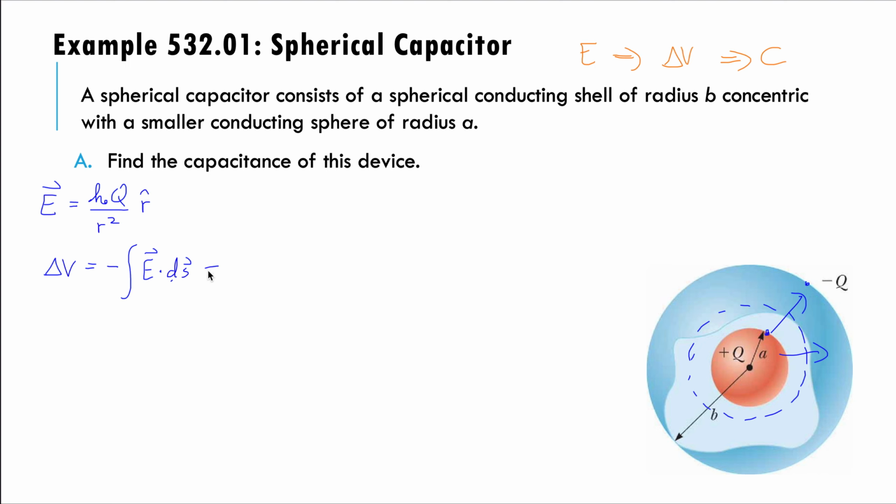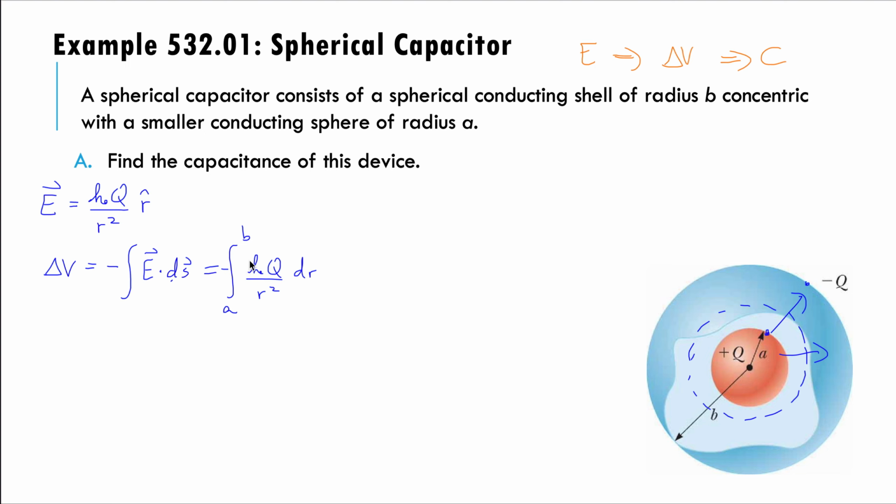And when we did this for the point charge, we saw that the dot product here just became E dr. So go back to video 525 if you need to see that again. So E is k_e q over r squared, dr. And just for a quick summary, remember that when you take the dot product, you can think of it as finding the component of ds that's parallel to E. Since E is in the r direction, then we're going to get dr here. And we're going to integrate from a to b.